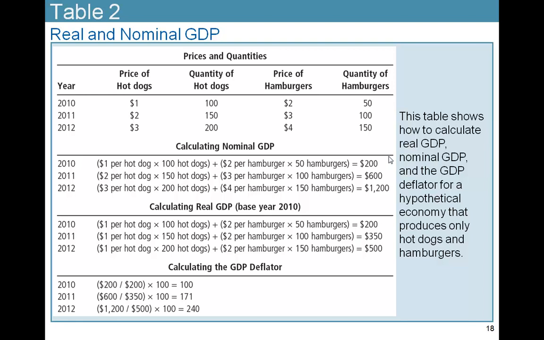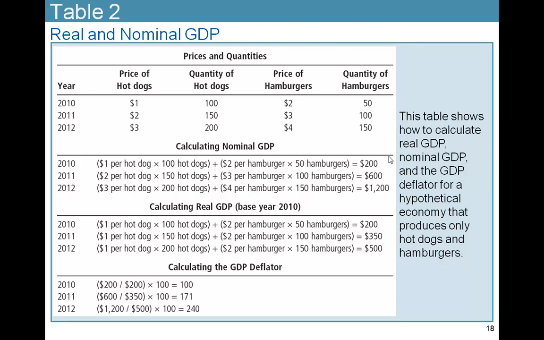Now, why do we multiply it by 100? Because when we calculate indexes, we always have them equal 100 in the base year. You can see dividing 200 by 200 would have given 1. So don't allow that to be the case in the base year. We're going to have to multiply up by 100.